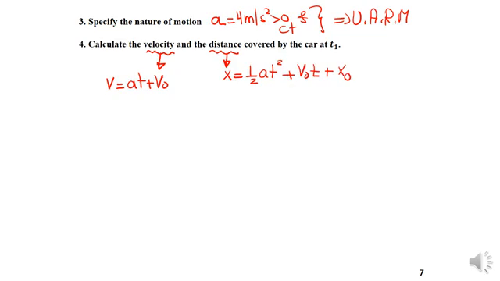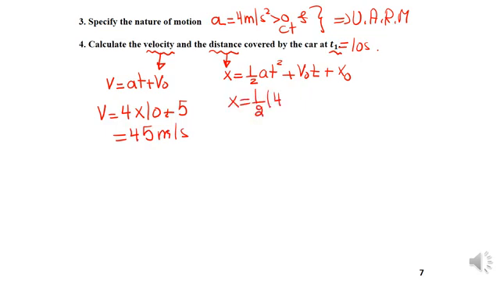Let's start with the speed. We have v equals 4 times 10, since at t1 it is 10 seconds, plus v0 which is given as 5, then v equals 45 meters per second. To find the distance, x equals 1 over 2 times 4 times 10 squared plus 5 times 10 plus 0. Since x0 is the origin of motion, it is 0. Then x equals 250 meters.